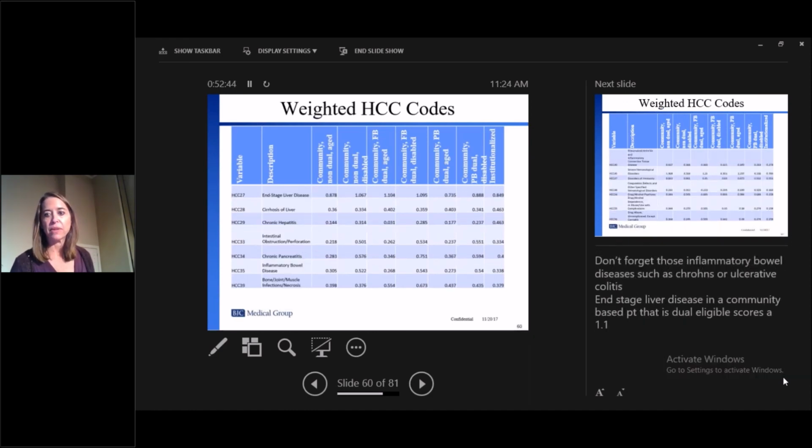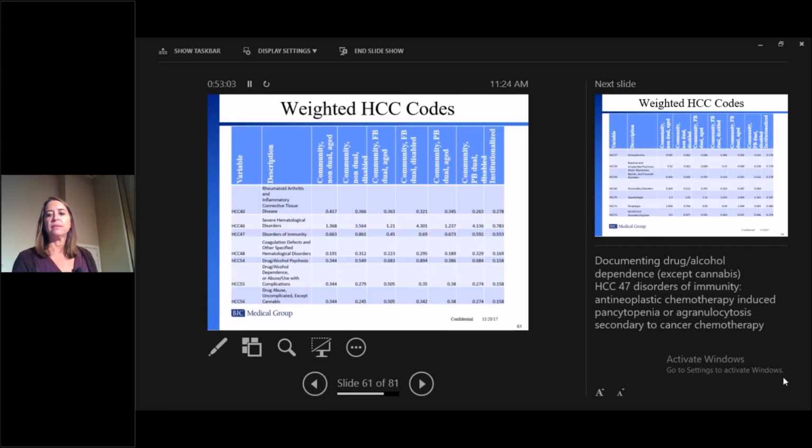Here we go. On the next one here, don't forget those inflammatory bowel diseases like Crohn's and ulcerative colitis, end-stage liver disease, and a community-based patient that is dual eligible has a really high score too. So just be conscious of a few of these. Documenting drug and alcohol dependence, except cannabis, should be done. You're getting a 0.34 out of those scores also.